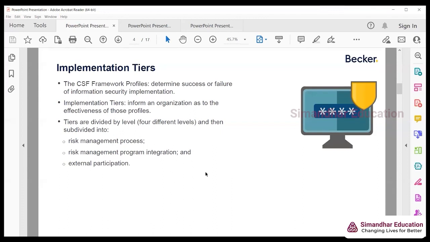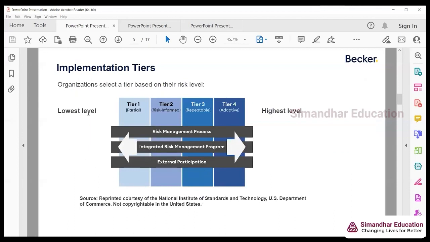Within that we have these subdivisions. If you look at it here, there are four tiers basically, and there are three subdivisions. Four tiers, lowest level is tier 1 and highest is tier 4. Pretty intuitive, right? 1, 2, 3, 4. The three subdivisions are applicable to all the tiers, and it is not that any one organization is going to implement all the four tiers.